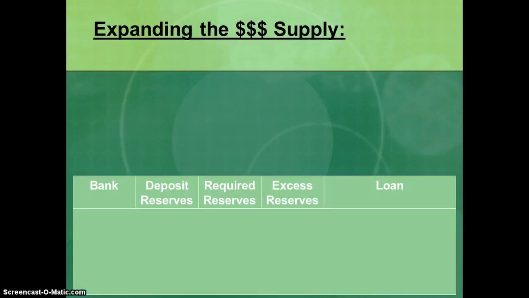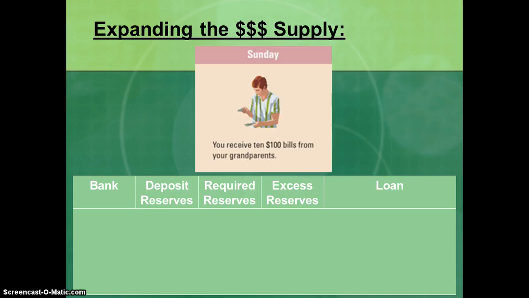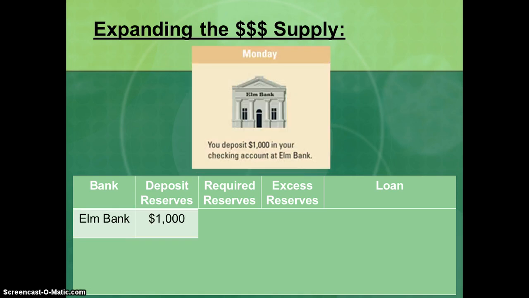How do we expand the money supply, or how does expanding the money supply work? Well, here's an example. Let's say that you receive 10 $100 bills from your grandparents. They just give you $1,000 on a Sunday. Pretty nice, Grandma and Grandpa. Hope you say thank you. You deposit your $1,000 into a checking account at Elm Bank, because you're not going to go spend all $1,000. Maybe you'll save some of it for later.